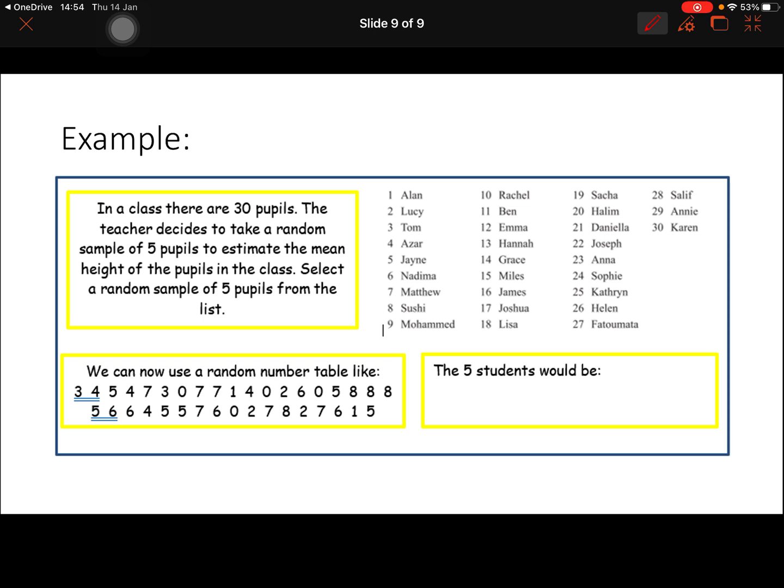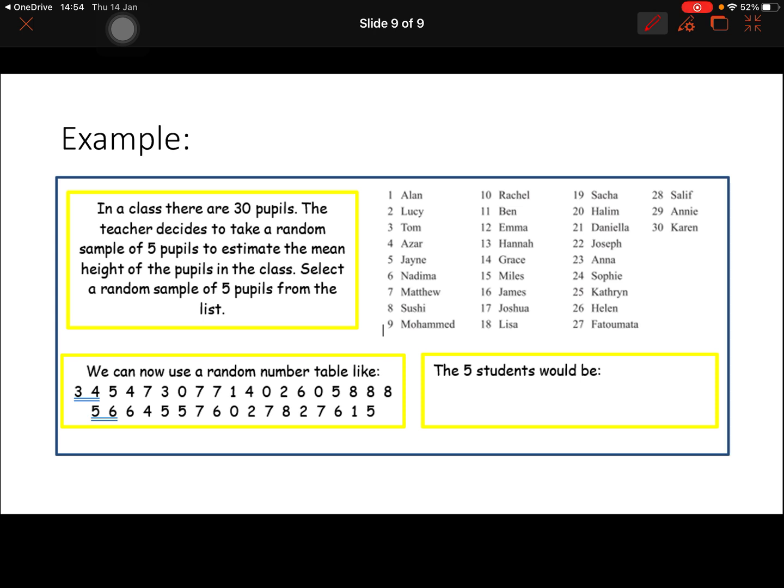Now you can see on the right hand side, I've got the 30 names of all my students and I've numbered them all 1 to 30. Okay, it doesn't matter how you number them, you can number them however you want to, much easier just to do them in order. Then at the bottom, we've got a random number table. Now these are just randomly generated numbers in any order. And what we can do is we can use these now to help us choose our students.